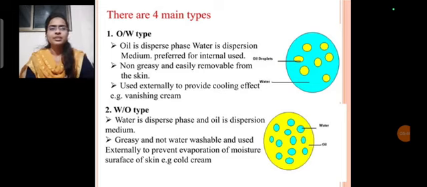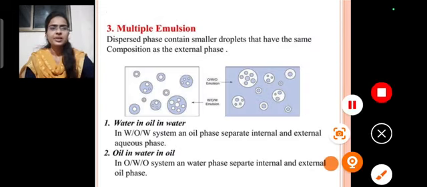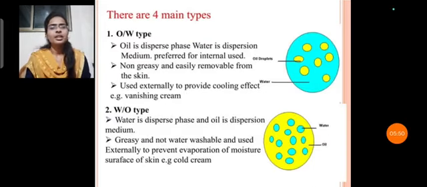Then in O/W type of emulsion, water is present in the continuous phase, or present in a large quantity. Therefore, it is non-greasy and easily removable from the skin. An example of O/W type of emulsion for external use is the vanishing cream.